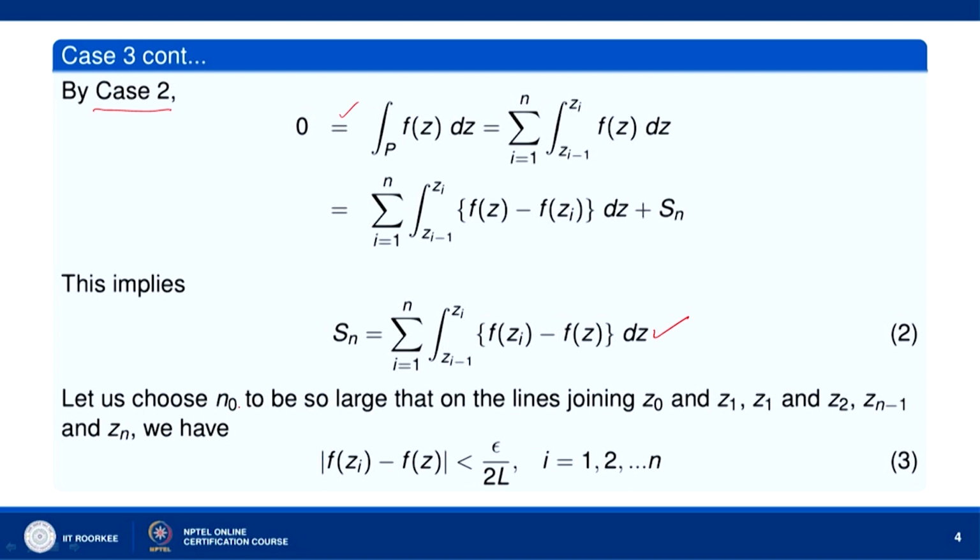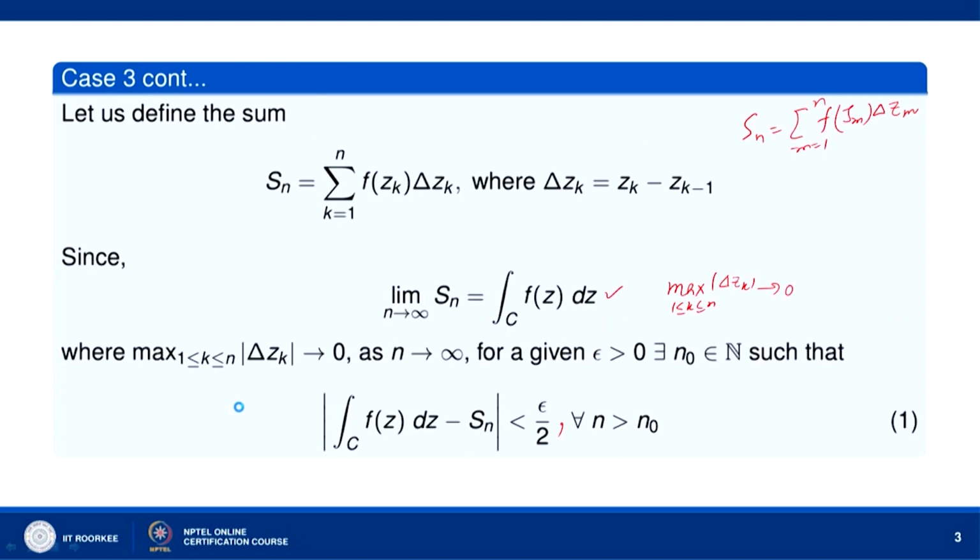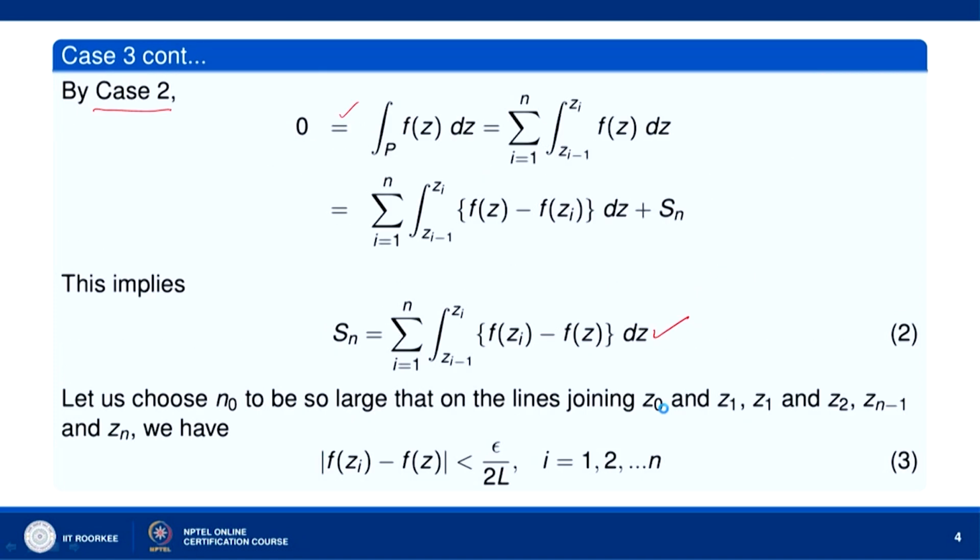Now let us choose n0 to be so large, this n0 here, that on the lines joining z0 and z1, z1 and z2, z(n-1) and zn, mod of f(zi) minus f(z) is less than epsilon by 2. So then what will happen? This follows from the continuity.